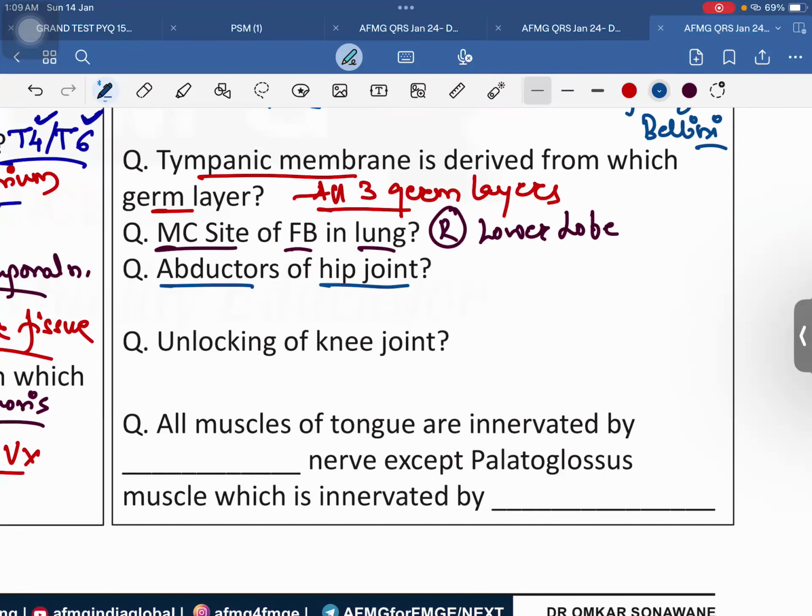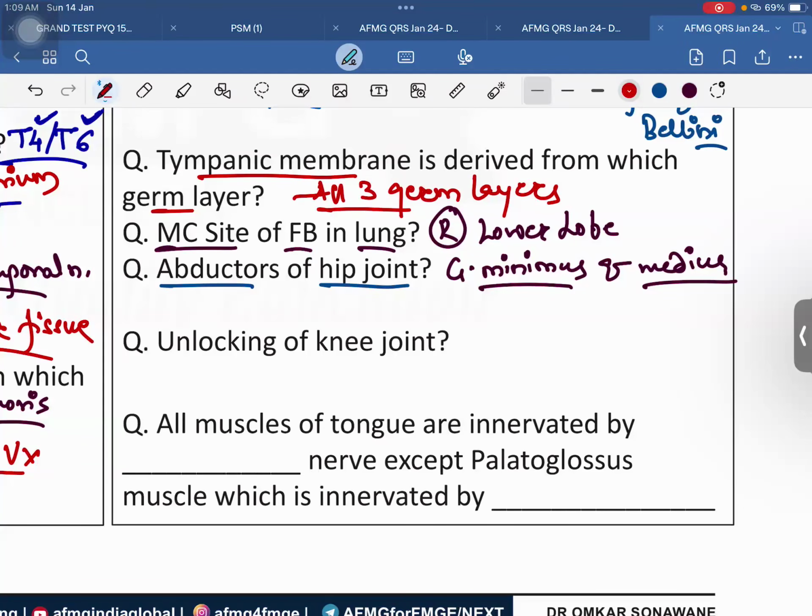Next important, if they ask you the abductors of the hip joint. Abduction is the outward movement of the hip joint, bacche. So if they ask you the abductors of the hip joint, then your answer has to be, beta, the main abductors of your hip joint are nothing else but the gluteus minimus and the gluteus medius muscle. Okay, these are the abductors of your hip joint, bacche.